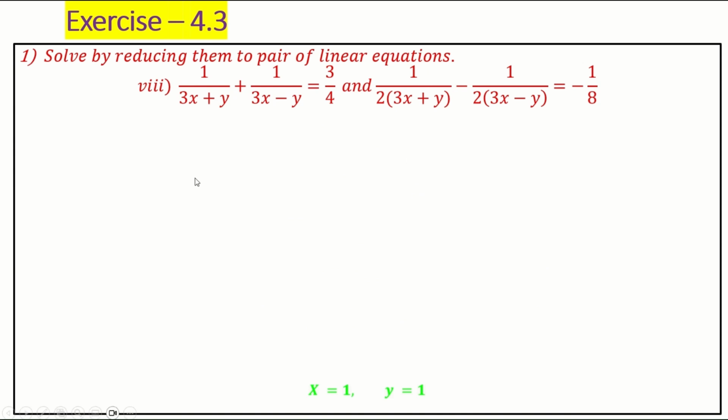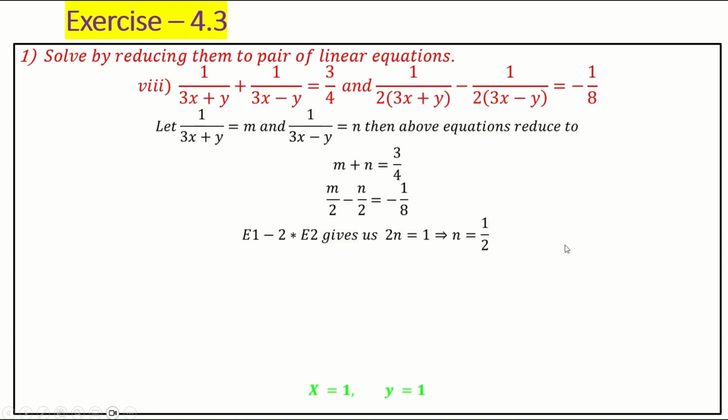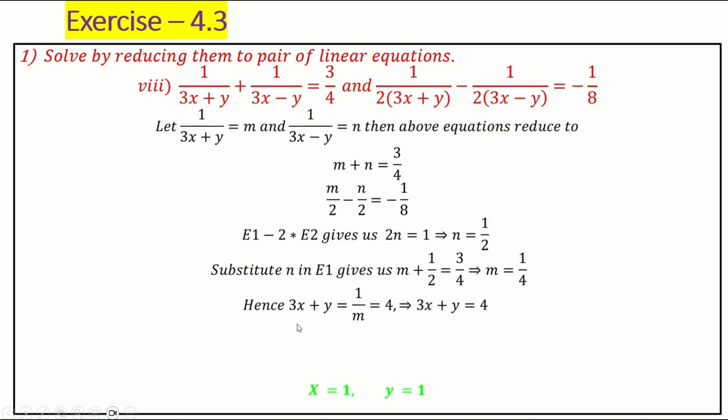Okay, this is also the same. 1 by 3x plus y is one variable. 1 by 3x minus y is the other variable. So the equations will become m plus n equal to 3 by 4 and m by 2 minus n by 2 equal to minus 1 by 8. Now, you can solve this by the elimination method again. n equal to half, m equal to 1 by 4.